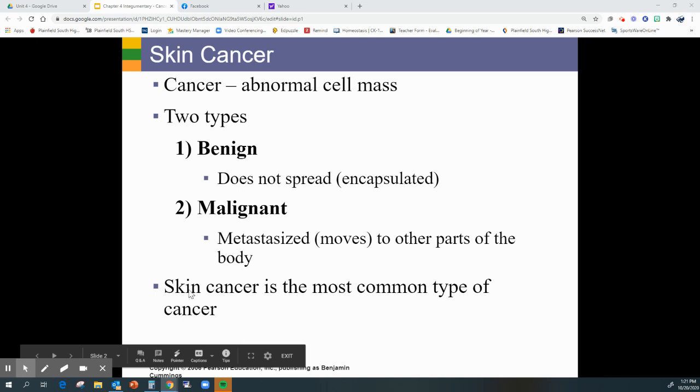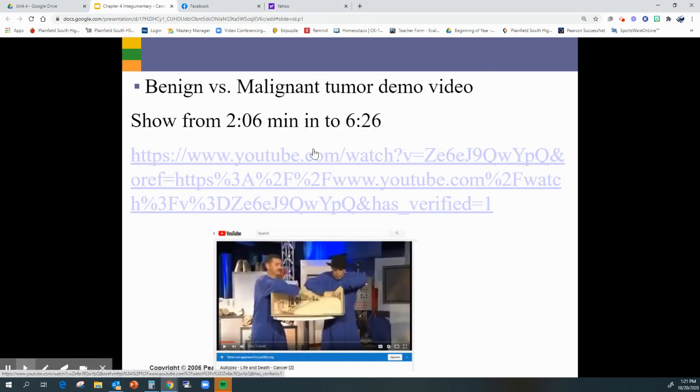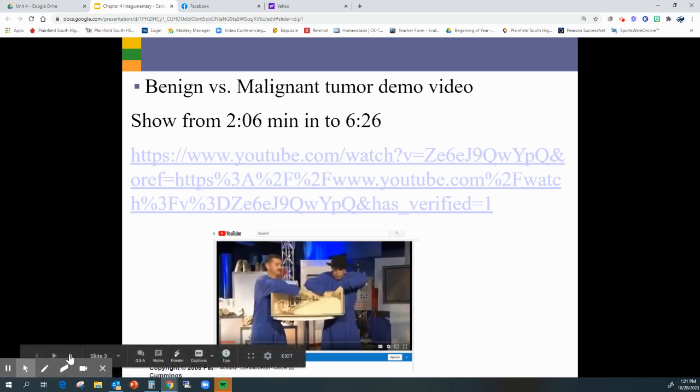So, skin cancer tends to be the most common type of all cancers, mostly due to the fact that skin cells are being regenerated pretty much nonstop. So those are some of our most common ones. All right. I'm going to post this video like I did for the one for the skin gun, so you guys can take a look at it. It shows you a little bit of the differences between the malignant and the benign tumors.